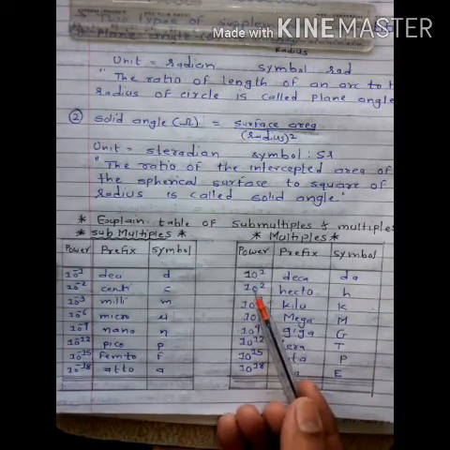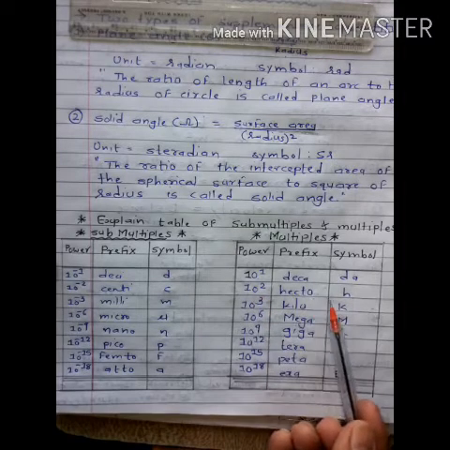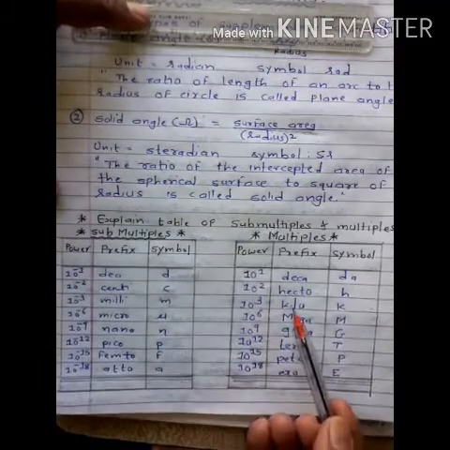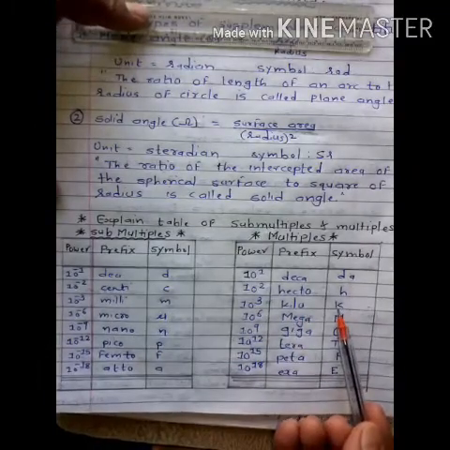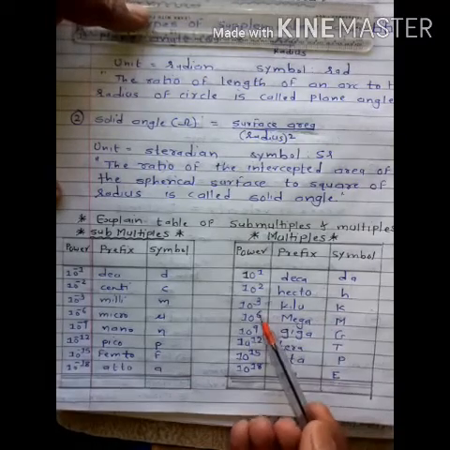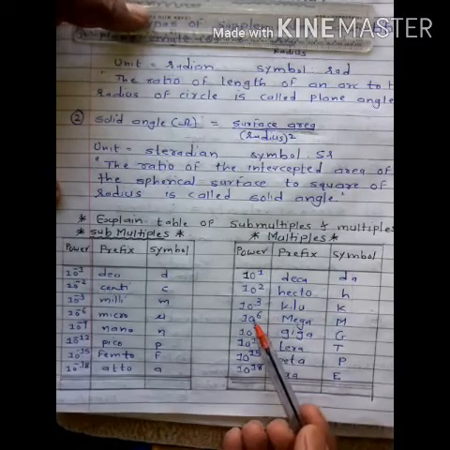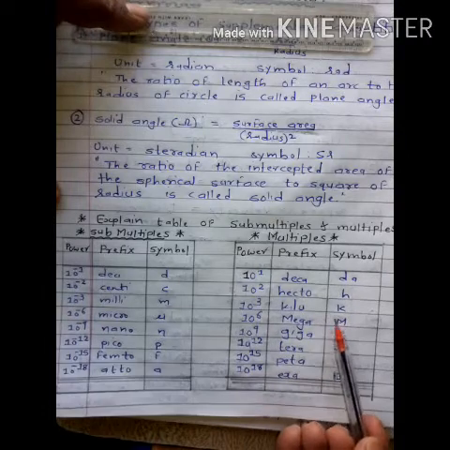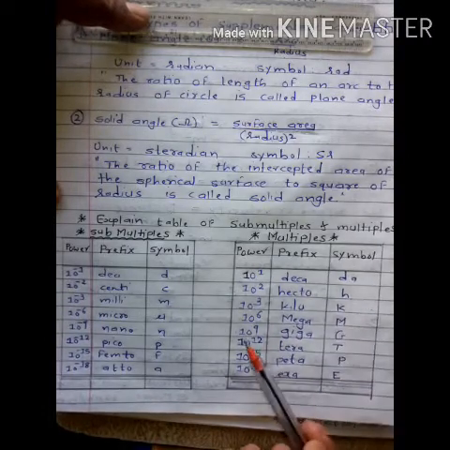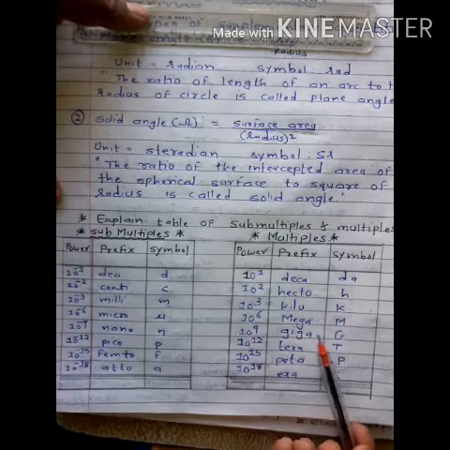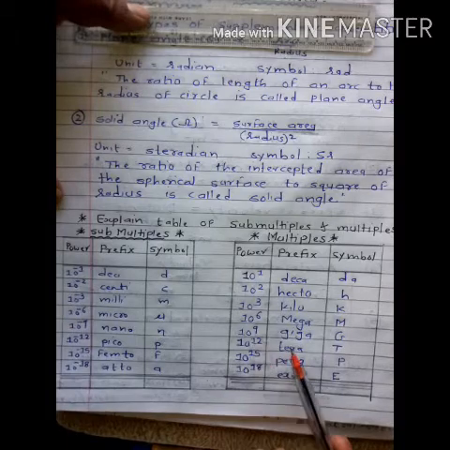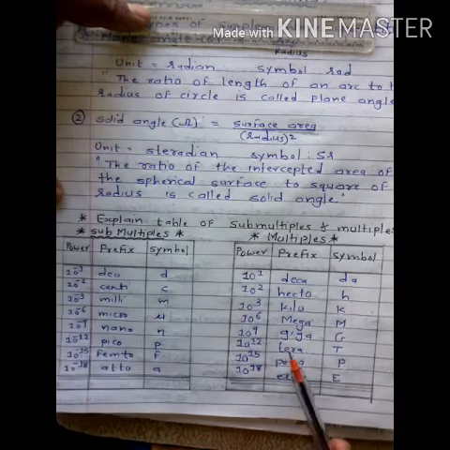Suppose we have 10 to the power 2, second value, it is called hecto, symbol H. Third value 10 raised to 3, kilo, symbol K. In kilometer we use K as kilo, meaning 10 raised to 3 meter. 10 raised to 6, mega, symbol of mega is M. 10 raised to 9, giga, symbol capital G. 10 to the power 12, tera, symbol T.